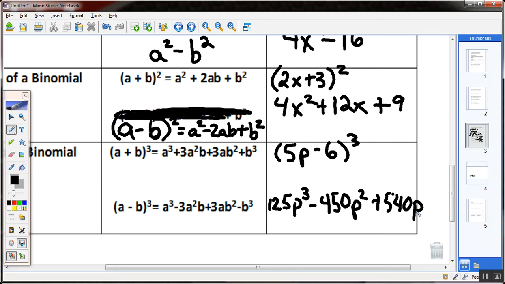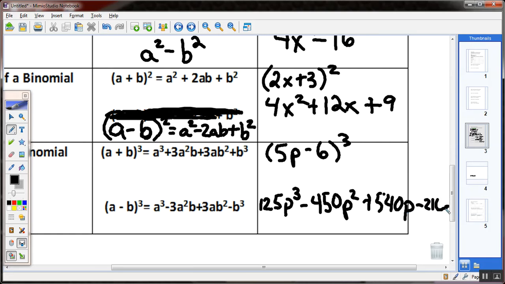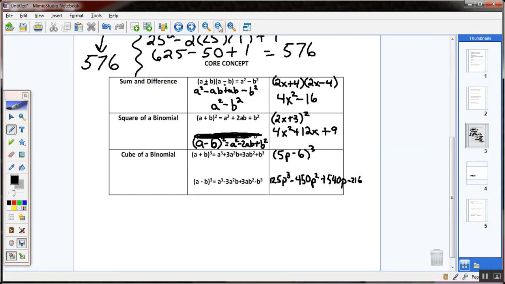And then the last part is minus b to the third. So your b value is 6. So 6 to the third would be what? 216. So minus 216. Whoa. So there it is, minus 216.